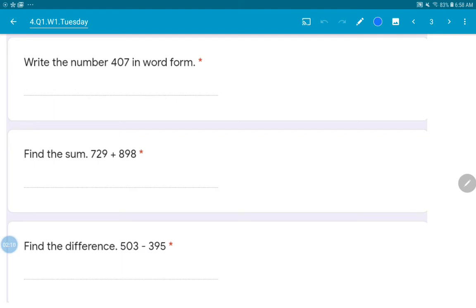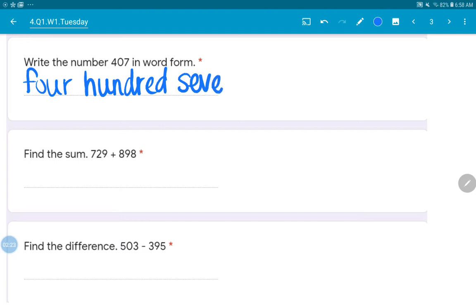Next, I have to write the number 407 in word form. So I'm going to write it just like I say it. 407. Notice the word and is not a part of that word. And means that there's a smaller unit than a whole number, so either a fraction or a decimal. And in the number 407, it's just a whole number. There's no smaller unit, so there's no and in the word 407.